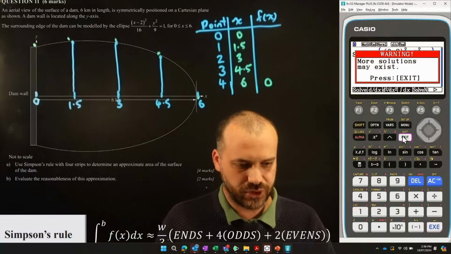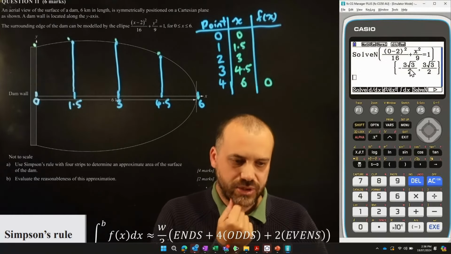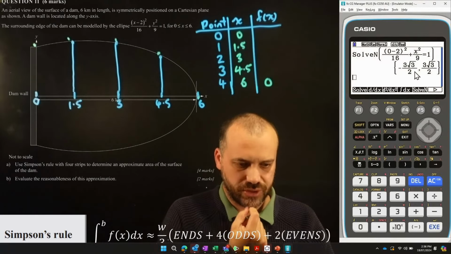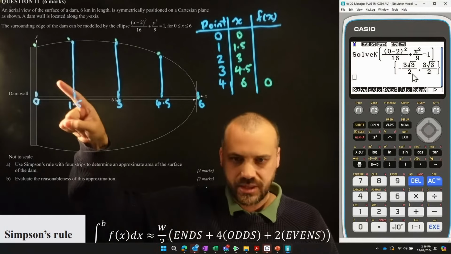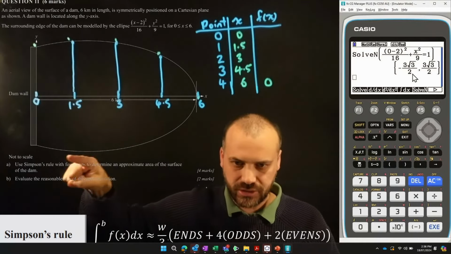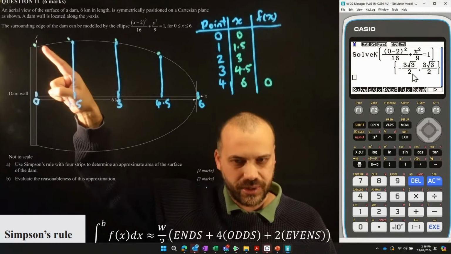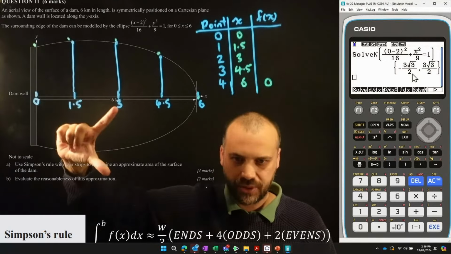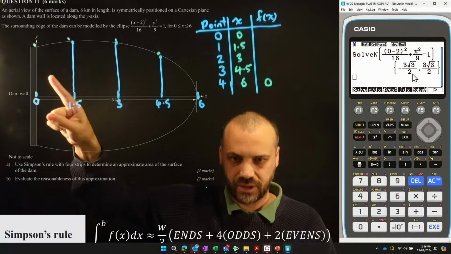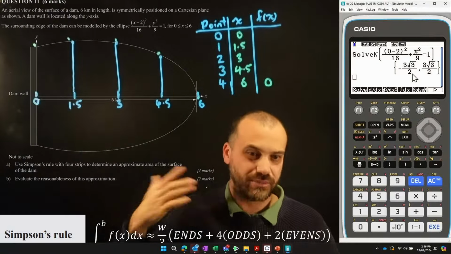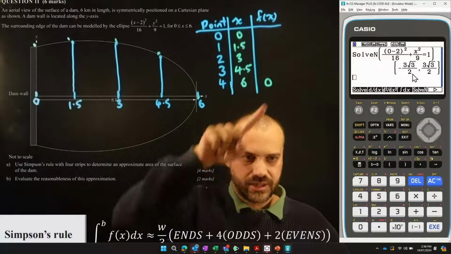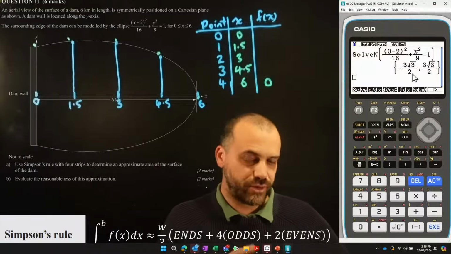You can see it gives me two answers, negative 3 root 3 on 2 and 3 root 3 on 2. Why is it giving me two answers? Because our relation has an answer down here and an answer up here. I'm only going to worry about the answer up here, and then because ellipses are symmetrical, I'm going to find this area and then multiply it by 2 at the end. So let's put in our answer, 3 root 3 on 2.